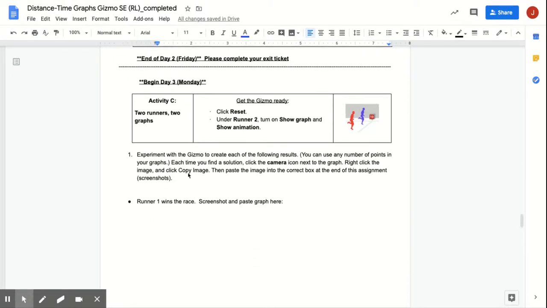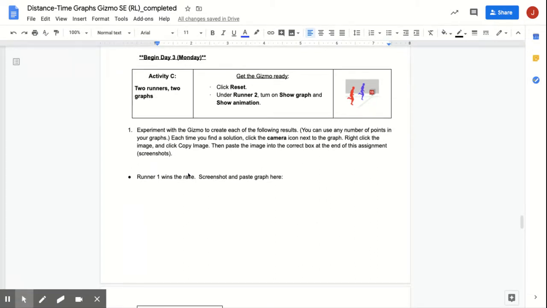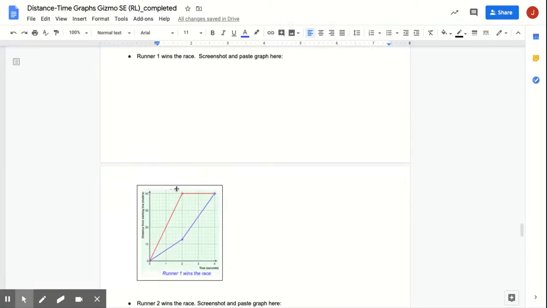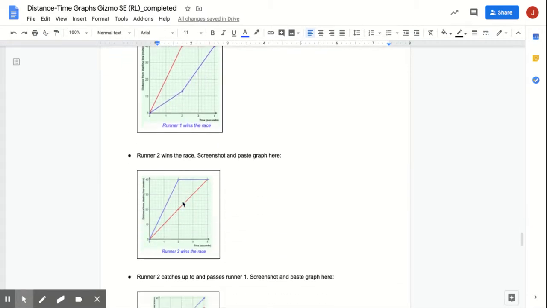And then activity C. Activity C, again, you have a lot of screenshots you have to input. So again, as long as you have the main features of my graph, you're fine, okay? So we need to create a graph that runner 1 wins the race. Runner 1 is red, runner 2 is blue. Red reaches that 40-meter mark first, so therefore runner 1 wins the race. Runner 2 wins the race. Again, runner 2 is blue, so it reached this 40-meter mark prior to runner 1, so runner 2 won the race.